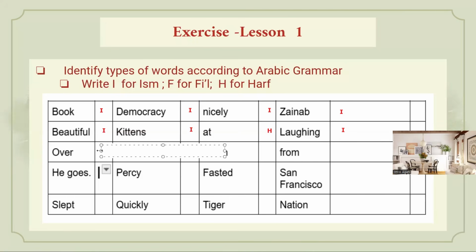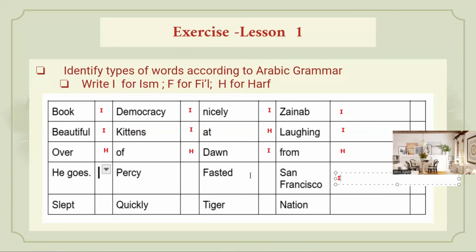Over, above, obviously, again, this is a preposition, so it doesn't make sense alone. Over the bed, if I say over the bed or over the hedge, then it makes sense, right? But if I say over, then it doesn't make sense. So it is a harf. Off, again, harf. Dawn, sunrise. Okay, sunrise is ism. From, again, from where? So it doesn't make sense. So this is harf. San Francisco, a city, ism.